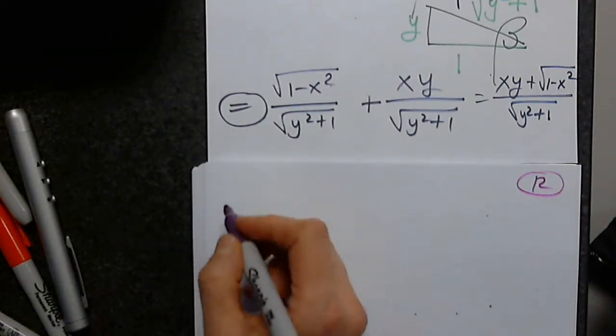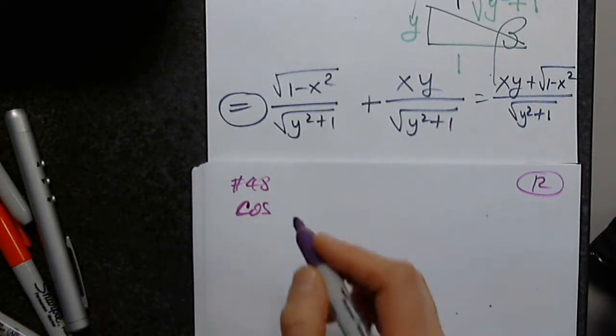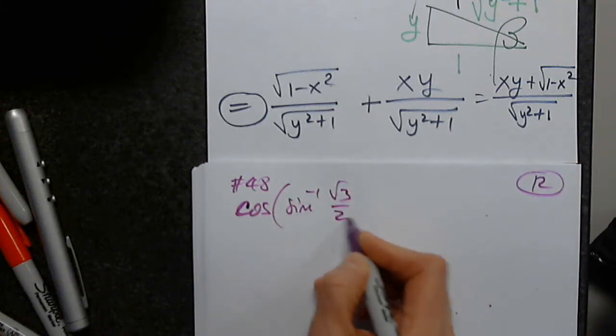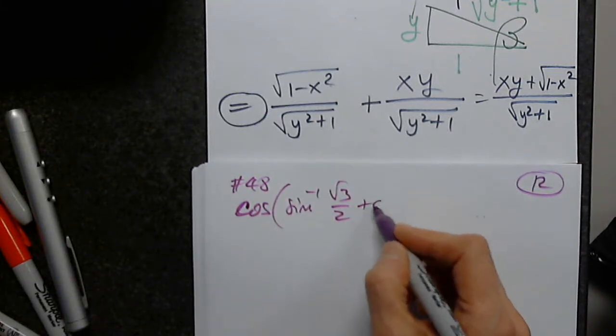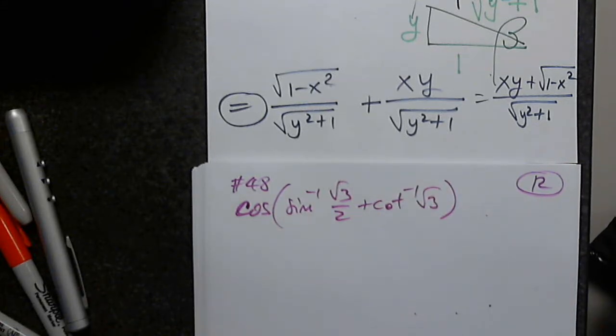48. Cosine of parentheses, sine inverse of the square root of 3 over 2 plus cotangent inverse of the square root of 3. We can apply the same idea if you want, or we can find the answer. Because I know the angle between negative pi over 2 and pi over 2 whose sine is the square root of 3 over 2. I know the angle. I can replace it. I know what this equals to.